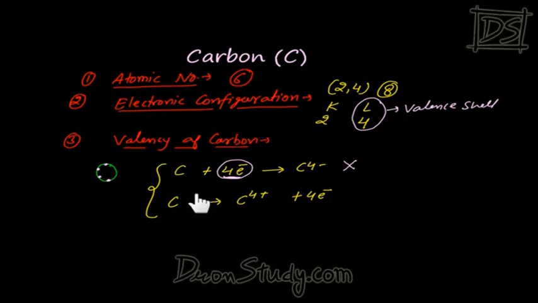Okay. Let's see the second process. Carbon is losing 4 electrons. As I have told you, the size of carbon is very small.